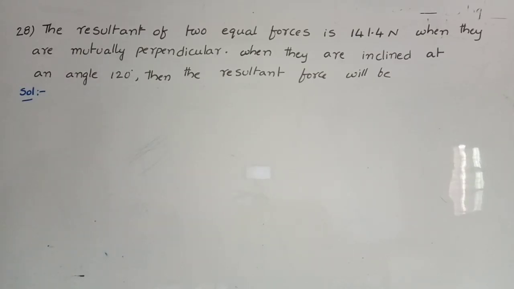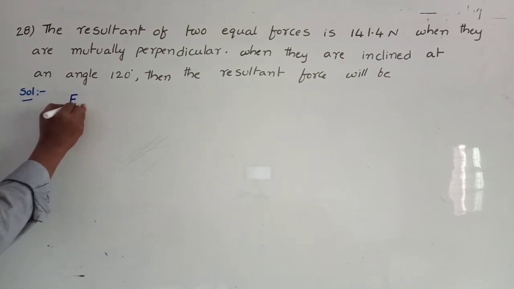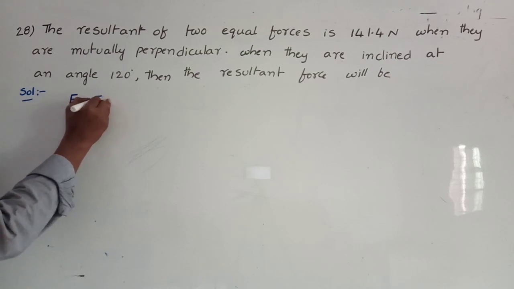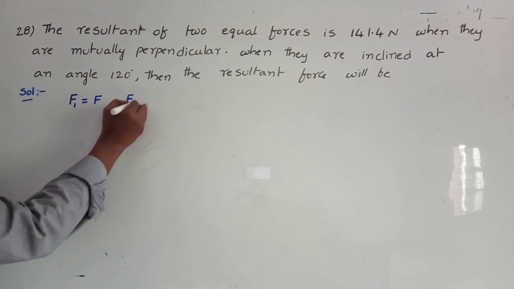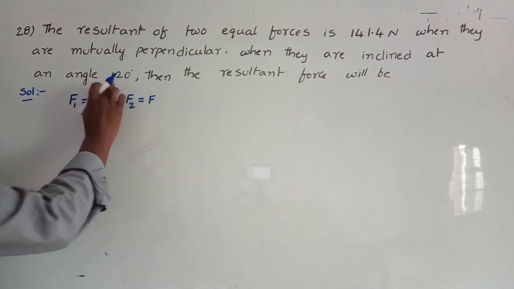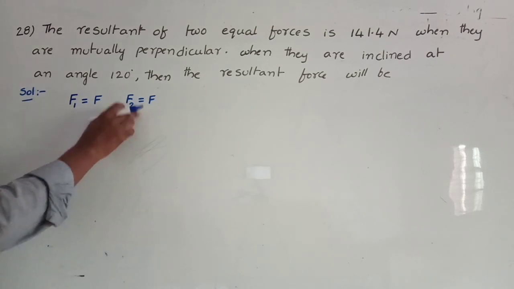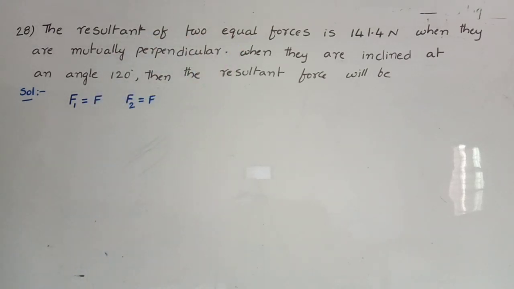Problem number 28. The resultant of two equal forces is 141.4 Newton when they are mutually perpendicular. When they are inclined at an angle 120, then what is the resultant of the two equal forces? Take F1 is equal to F and F2 is also taken as F. What we have to calculate? The resultant when they are inclined at 120, but we don't know the F value. First, by using this condition, we can get the F value.